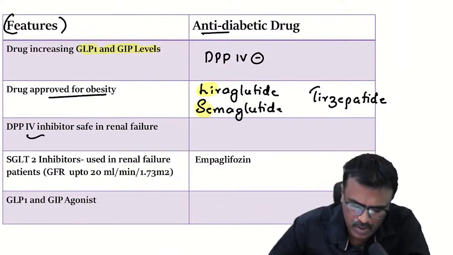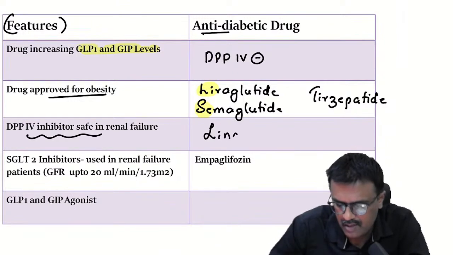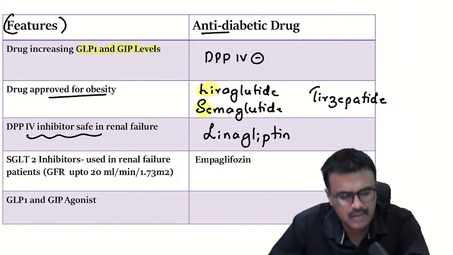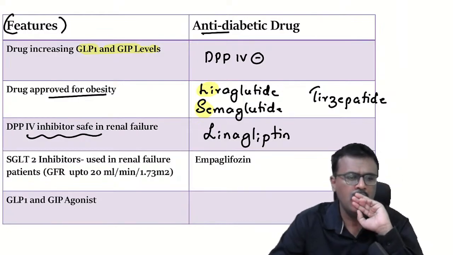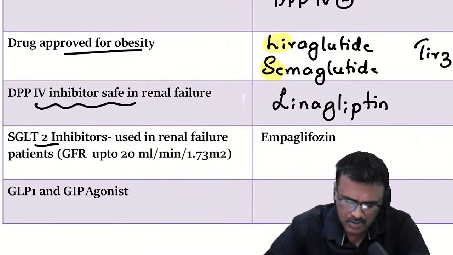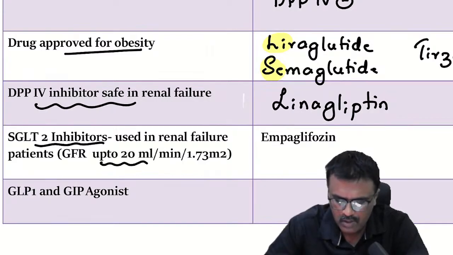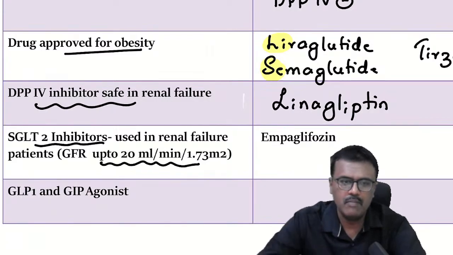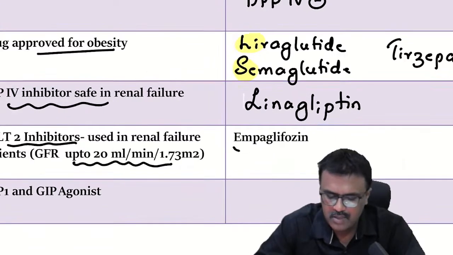What is the DPP4 inhibitor safe in renal failure? The name also starts with L, linagliptin. Now SGLT2 inhibitors cannot be used in renal failure, but what is the one which can be used up to 20 ml per minute per 1.73 meter square? That name is empagliflozin.